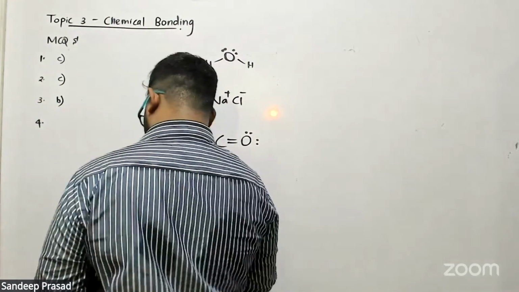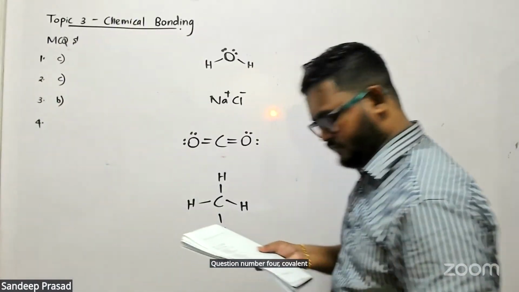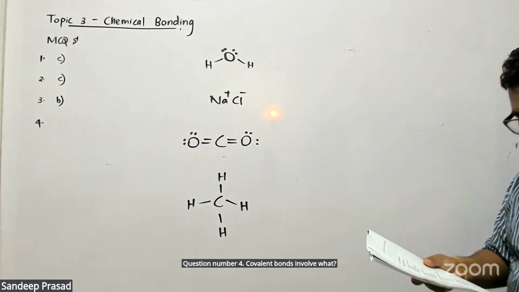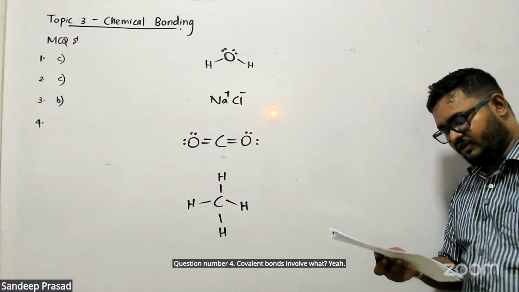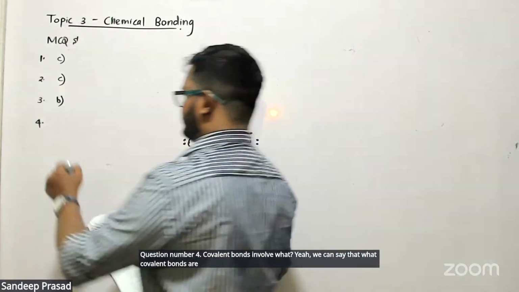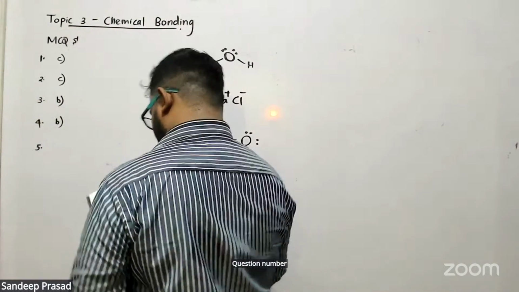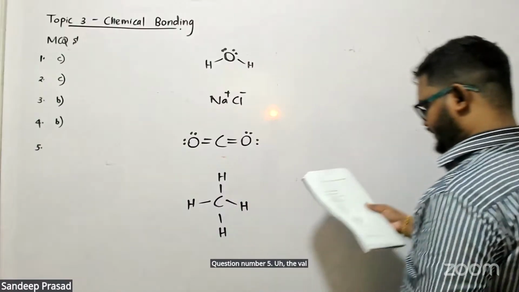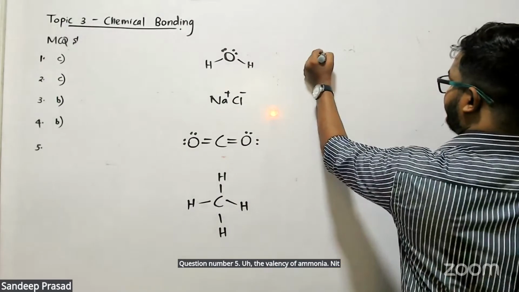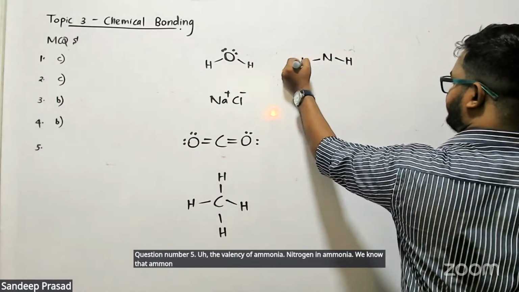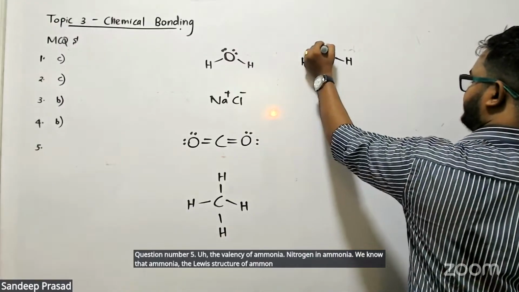Question number 4. Covalent bonds involve what? We can say that covalent bonds involve sharing of electrons. Answer is B. Question number 5. The valency of nitrogen in ammonia. We know that the Lewis structure of ammonia is like this.